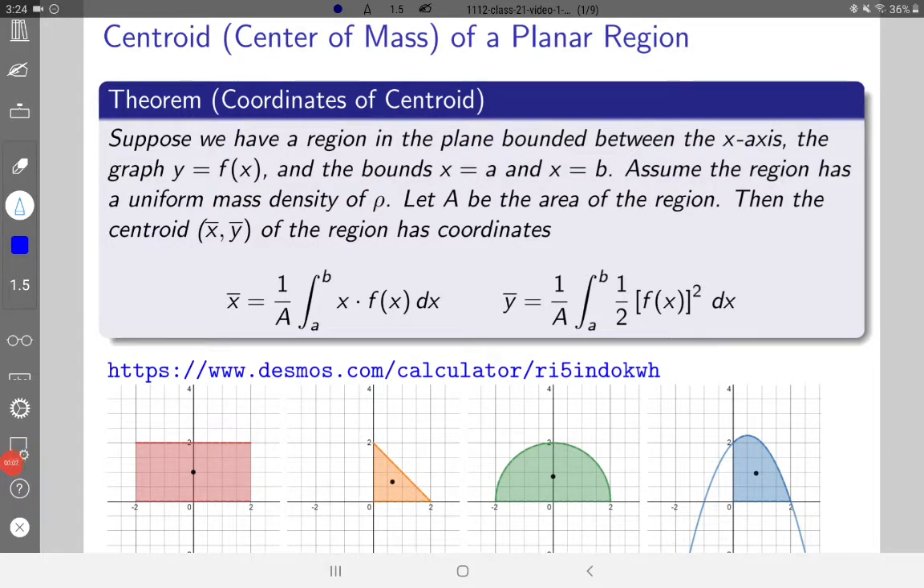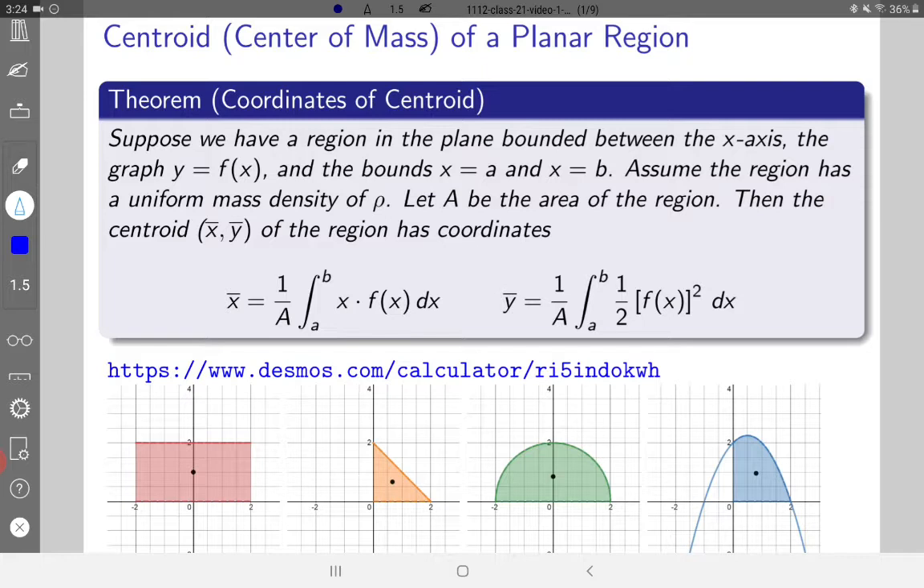Hello. In this video, we are going to use calculus integration to come up with a formula to find the centroid, or the center of mass, of a region on a two-dimensional plane. Here I have the result of this entire presentation right here on the first slide, just to give you a little preview of where we're going and what we'll discover in the process of this video.